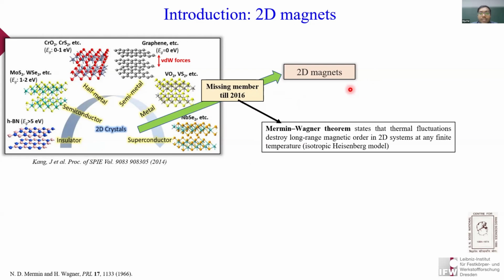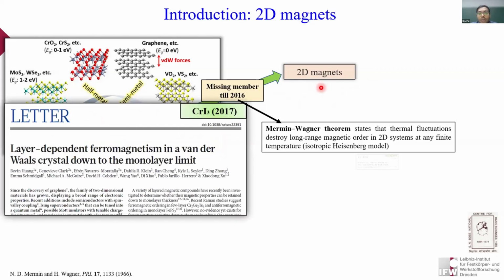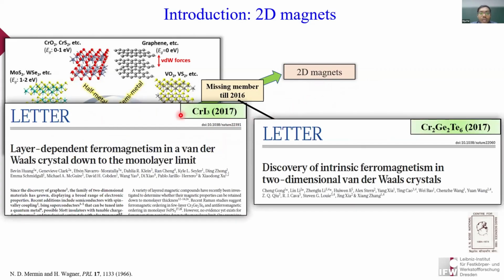It was explained by Mermin and Wagner that thermal fluctuations destroy the long-range magnetic order in 2D systems at any finite temperature. But the first experimental breakthrough happened in 2017, when two experimental groups synthesized two materials, chromium iodide and chromium germanium telluride. In both cases, they showed that the materials are ferromagnetic and can be stabilized down to the monolayer limit, and they can persist even at finite temperature.